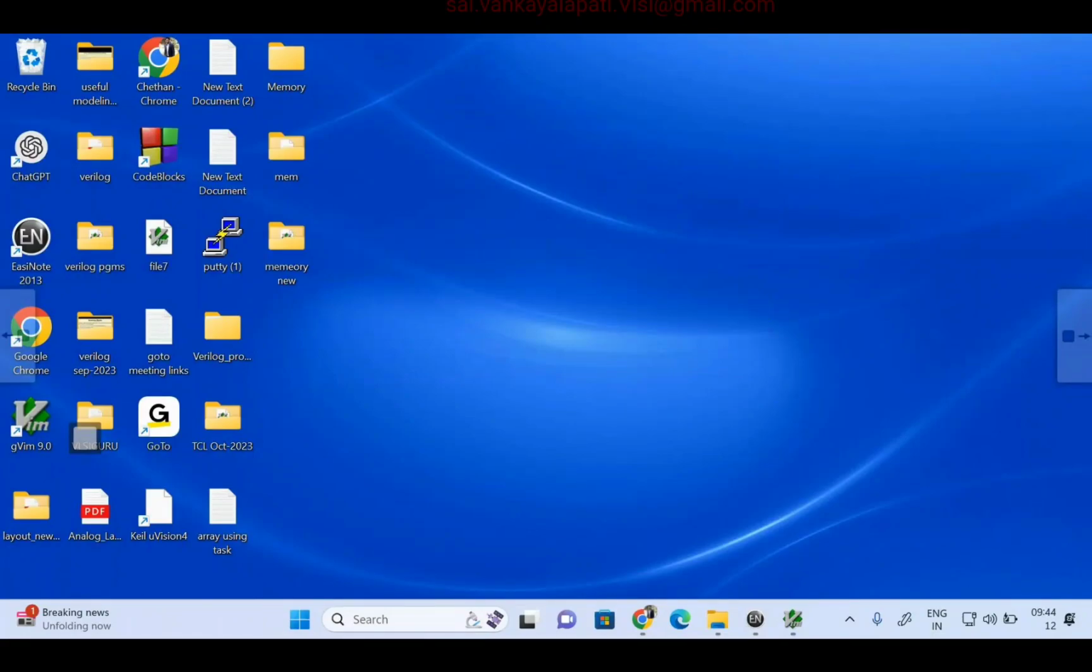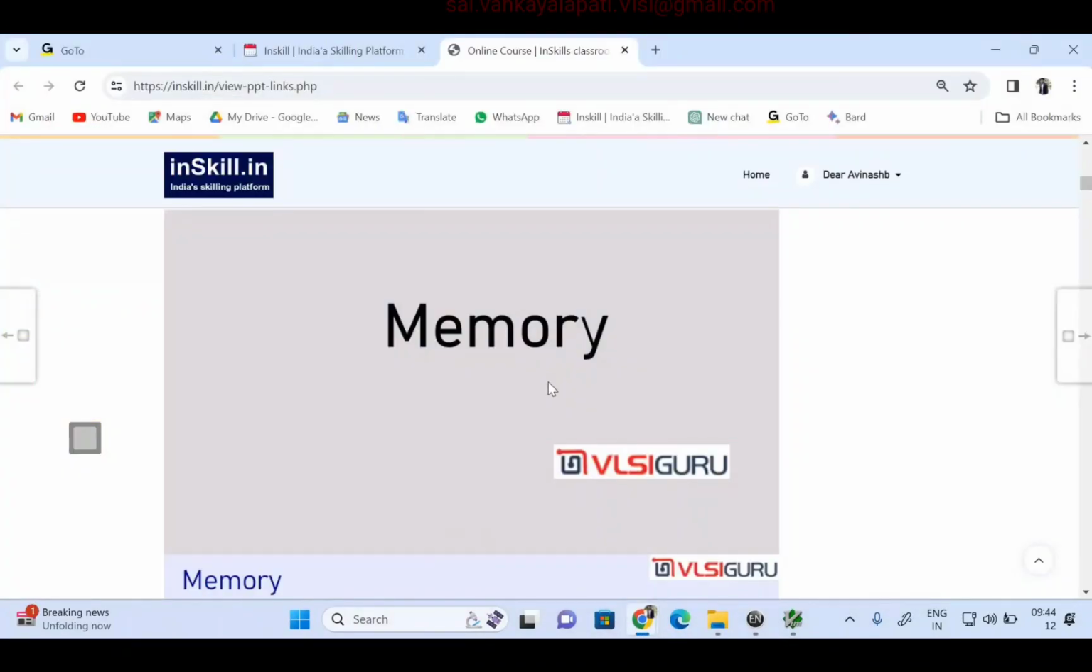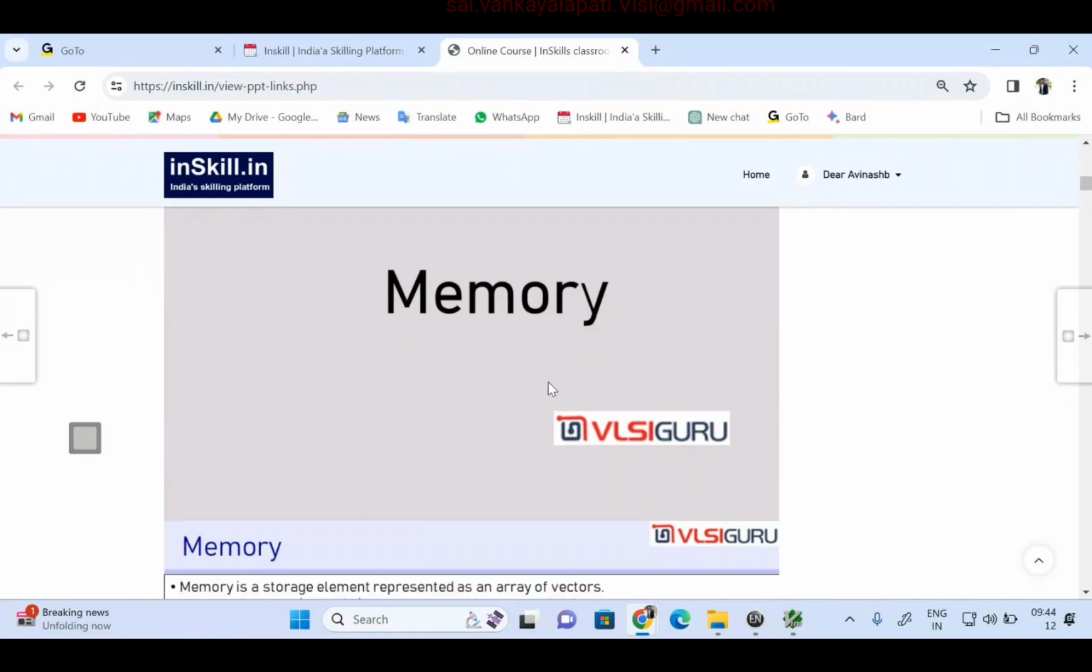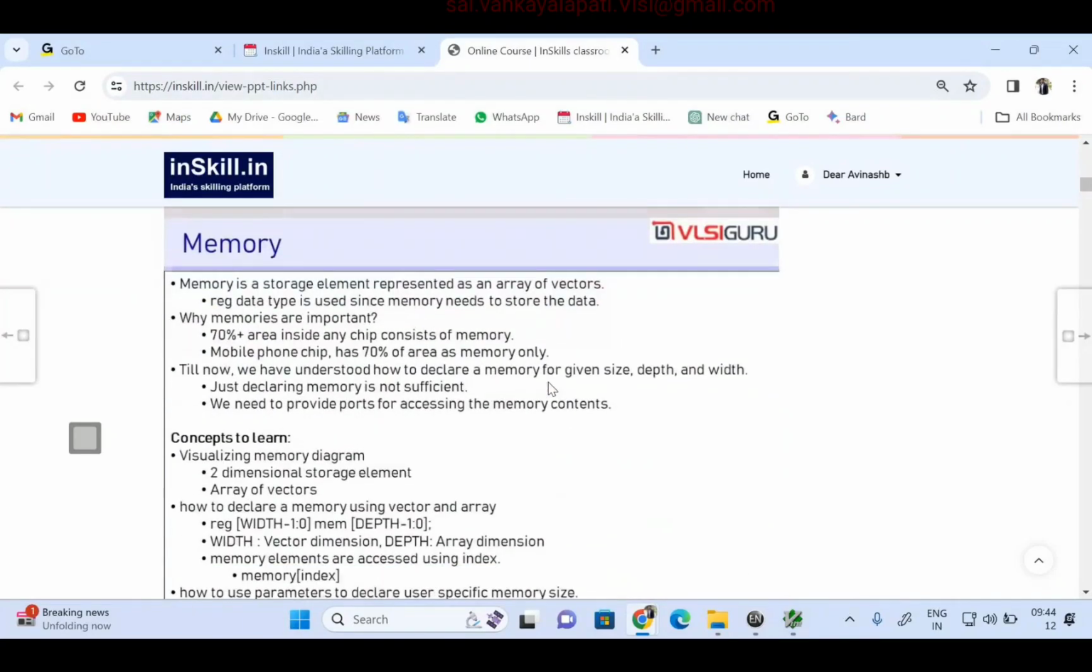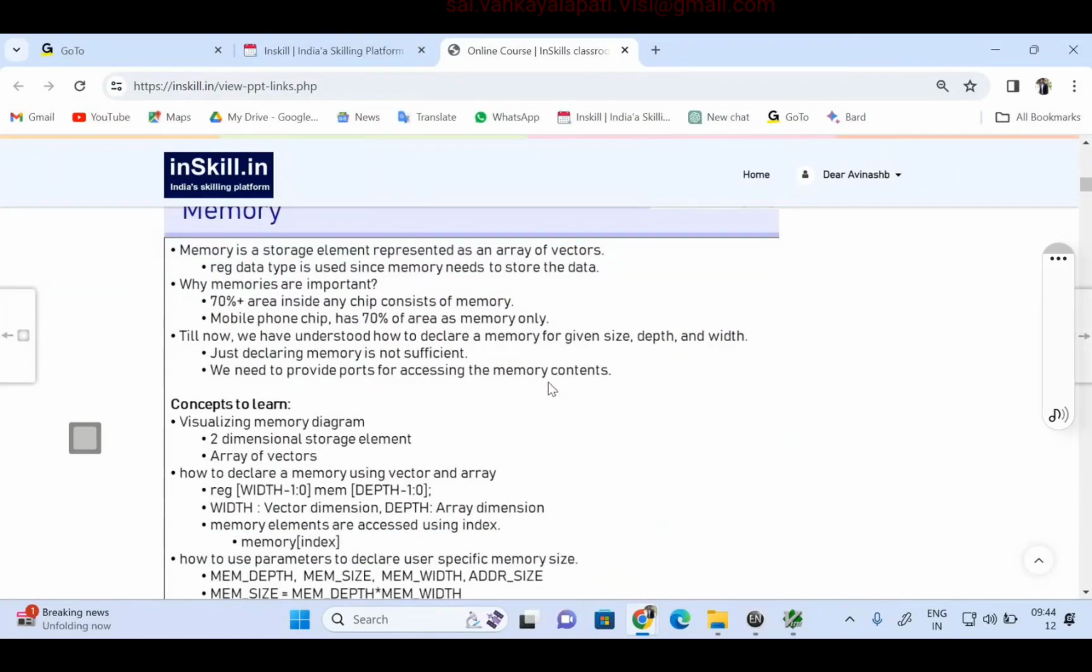Today we'll start with the memory, how to model the memory. When you have a memory, what operations can you do with it? What do you mean by memory? Memory is nothing but a storage element. Don't consider this as a flip-flop. A flip-flop is a single bit storage element, capable of storing 0 or 1. Memory is a storage element that represents an array of vectors.